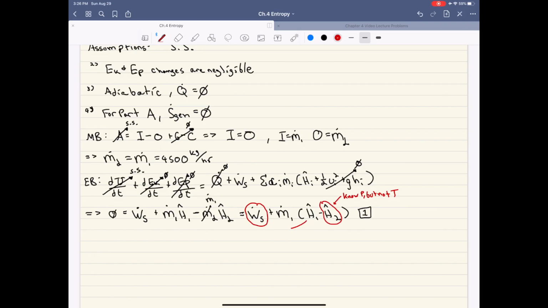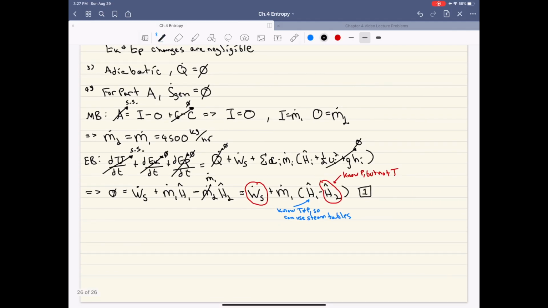However, for the inlet steam, we know both the temperature and pressure, and so we can look up H1 directly in the steam tables. Right? Okay, and so in any case, in our energy balance equation 1, we have two unknowns, but only one equation, so we can't really solve for everything yet. So what we should do at this point is move on to our entropy balance, and maybe that will give us information that will help us figure out H2 and shaft work.